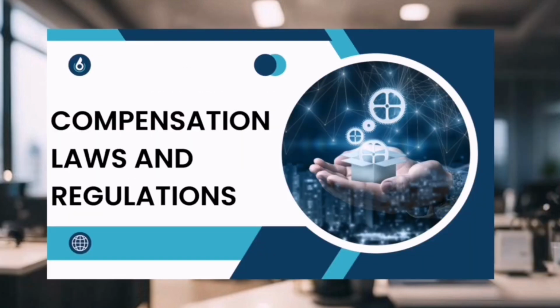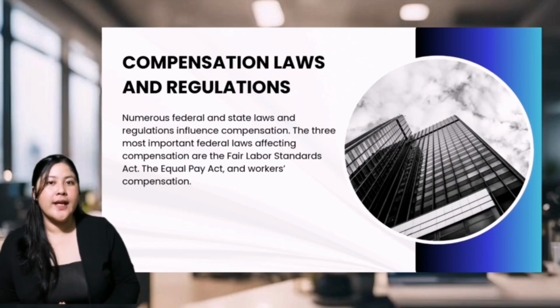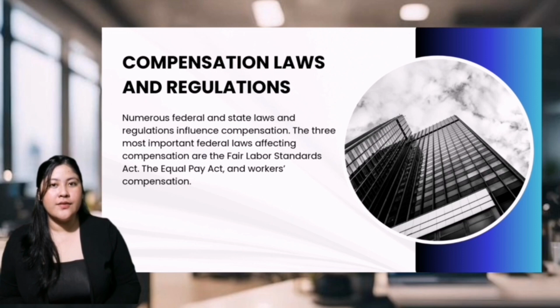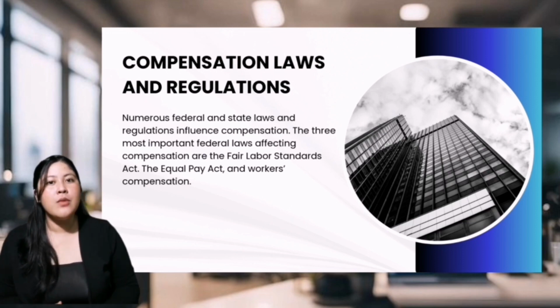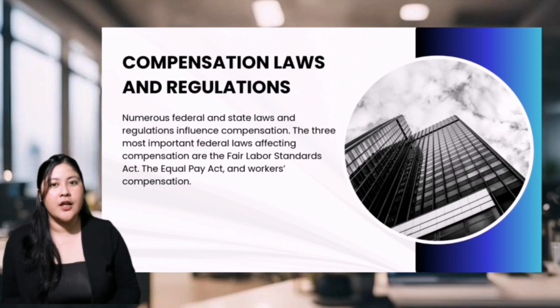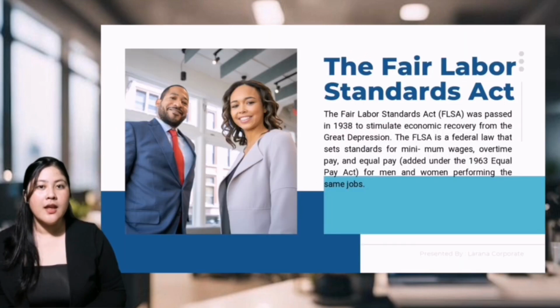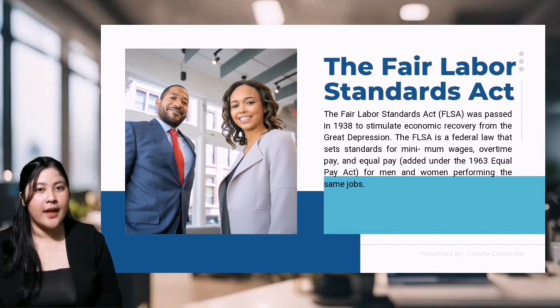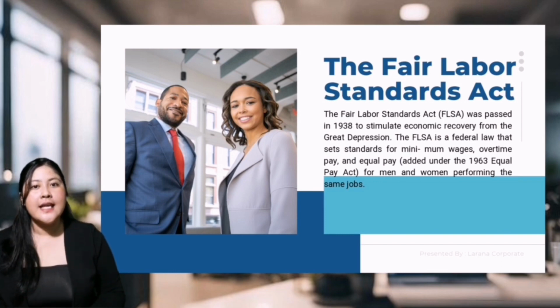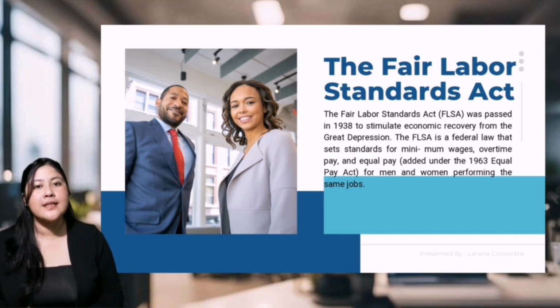Compensation laws and regulations. Numerous federal and state laws and regulations influence compensation. The three most important federal laws affecting compensation are the Fair Labor Standards Act, the Equal Pay Act, and Workers' Compensation. The Fair Labor Standards Act, or FLSA, was passed in 1938 to stimulate economic recovery from the Great Depression. The FLSA is a federal law that sets standards for minimum wage, overtime pay, and equal pay, added under the 1963 Equal Pay Act for men and women performing the same job.